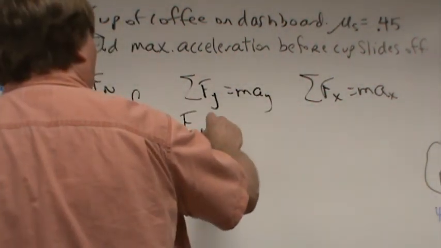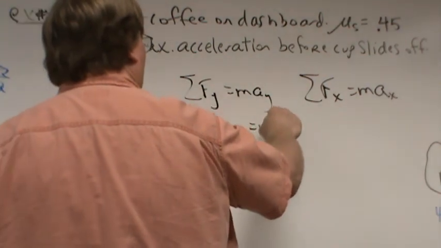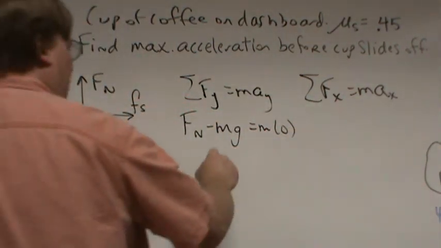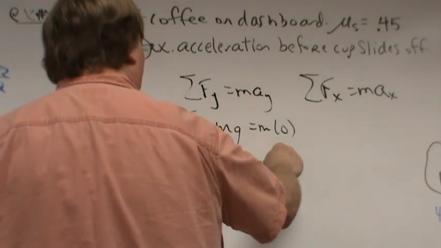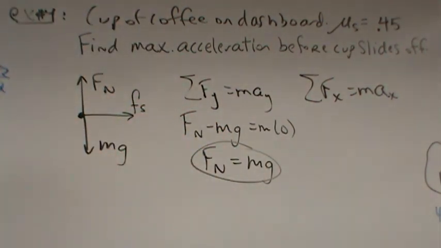Hey, normal force minus mg equals m times 0. You guys okay with that? So my normal force equals mg. I never got around to telling you what the mass of the cup of coffee is, so you're stuck with just mg being the normal force. Any question or problem on that?